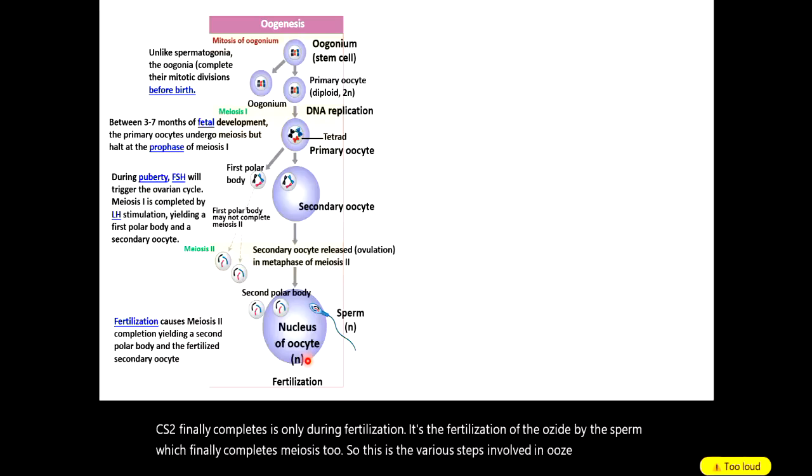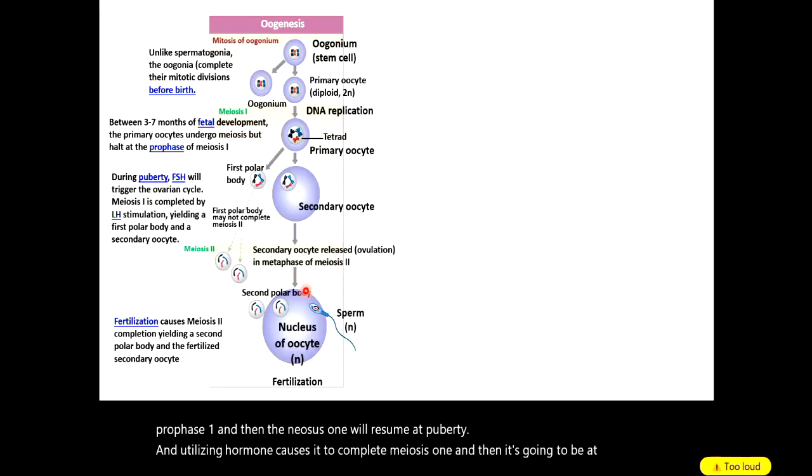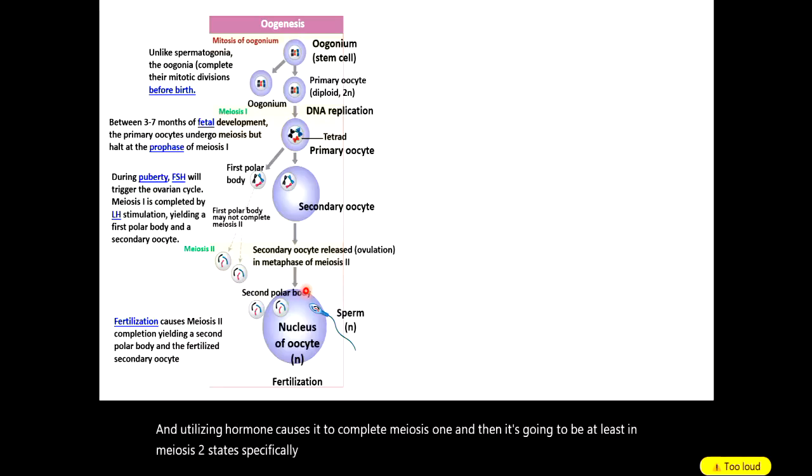So to recap the main points, you start with the single primary oocyte. It enters meiosis 1 and it's halted at prophase 1, and then meiosis 1 will resume at puberty, and luteinizing hormone causes it to complete meiosis 1, and then it's going to be released in the meiosis 2 state, specifically metaphase 2, and meiosis 2 is completed during fertilization.